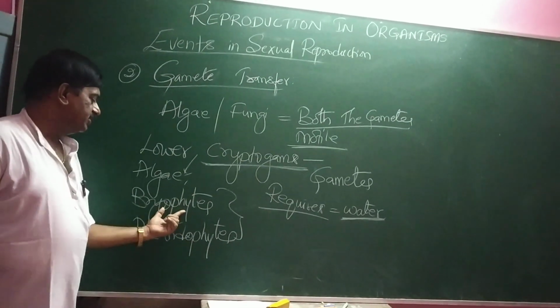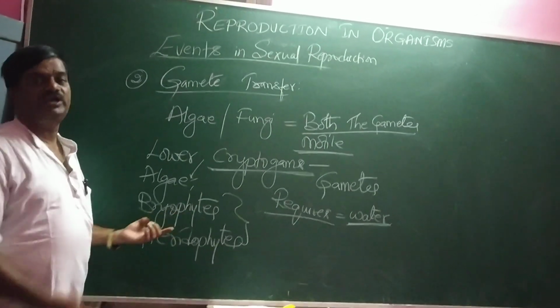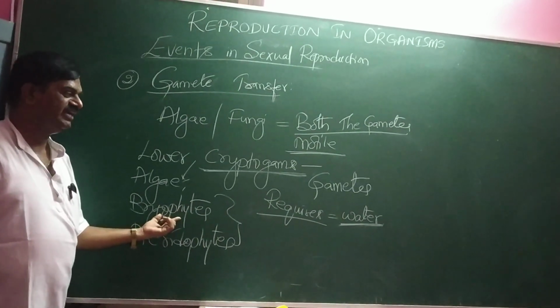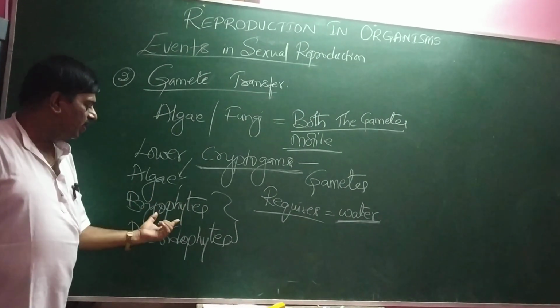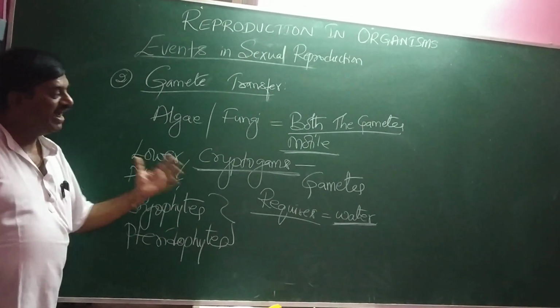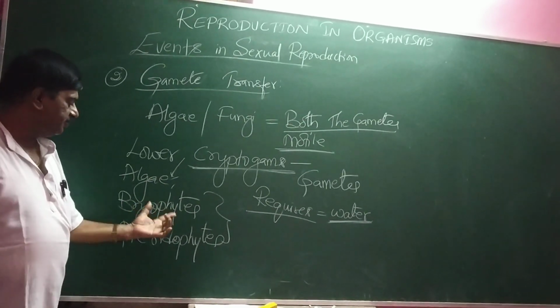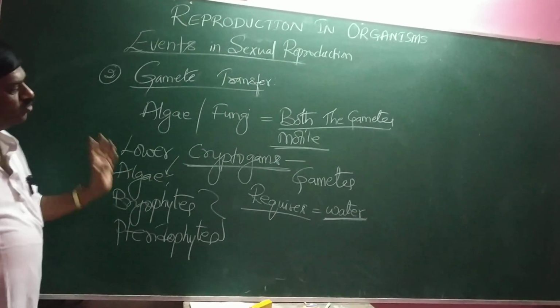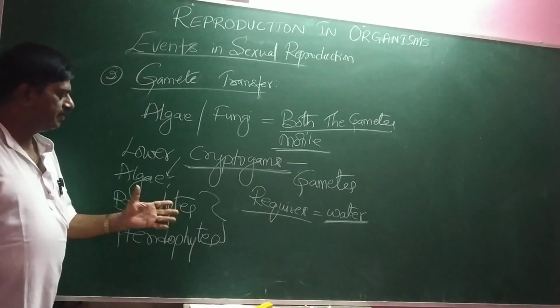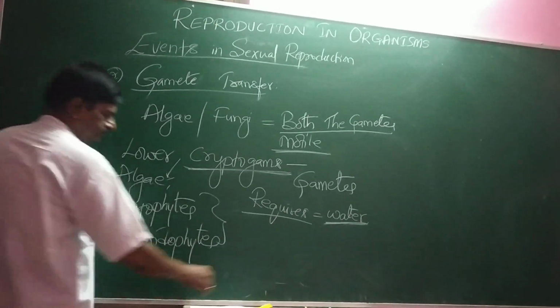Normally, we use the word bryophytes are also called the amphibians of the plant kingdom, because without water, without the rain, the plants never undergo sexual reproduction. So the male gamete moves towards the female gamete in the presence of water.